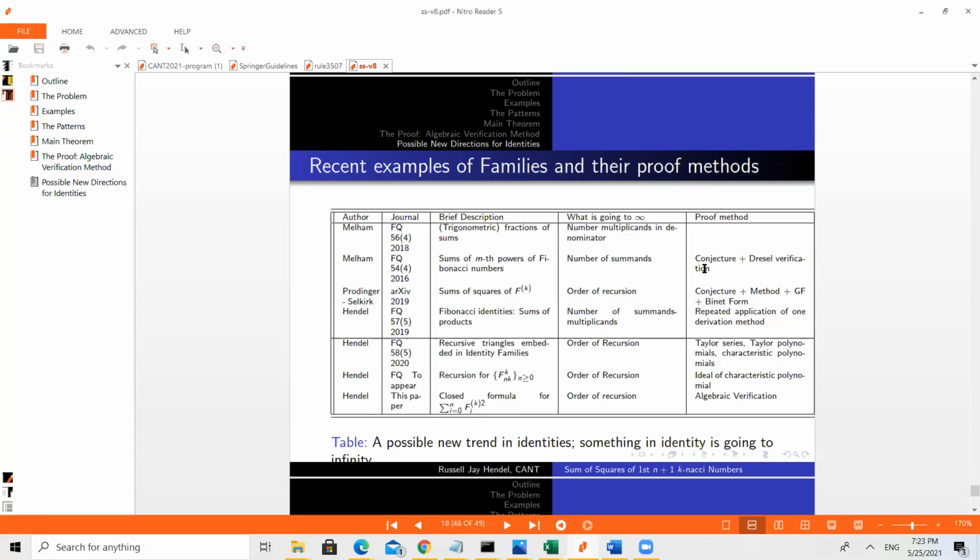He generalized something, and he had a very nice generalization. He used Dressel verification for some very complicated cases that couldn't be done otherwise. So he proved it for 8 or 9 cases and said this must be true, but it's still an open conjecture.